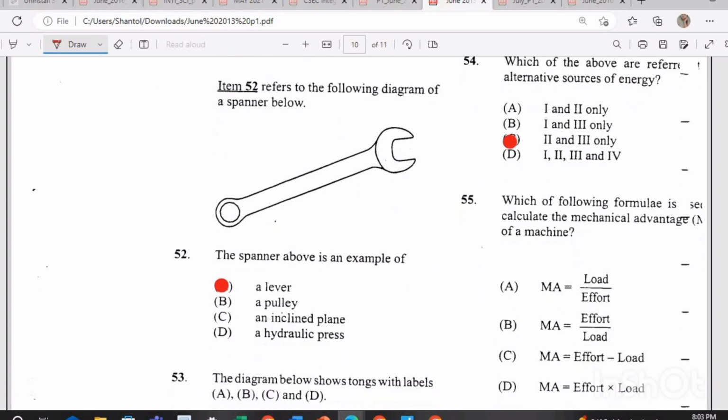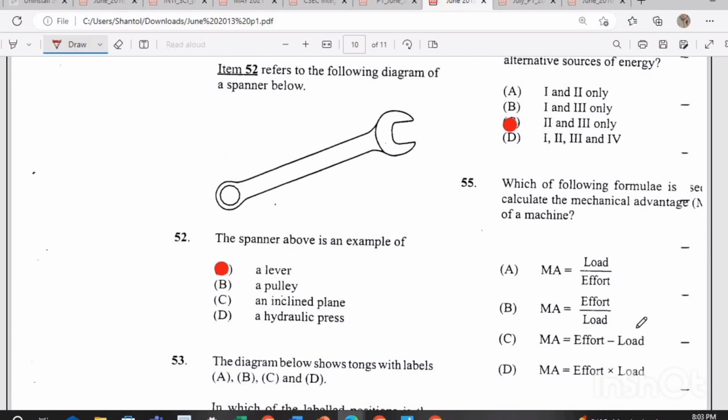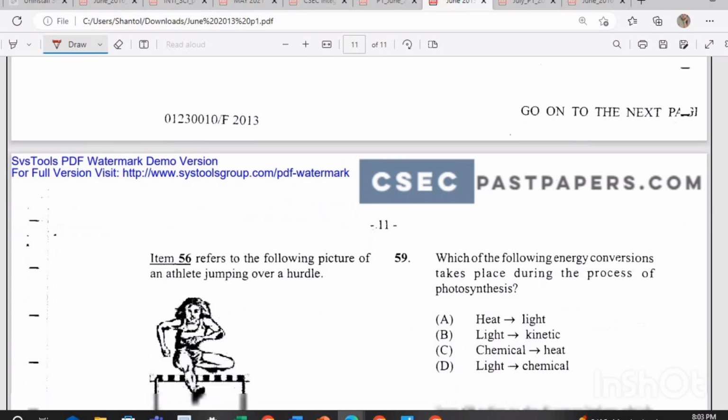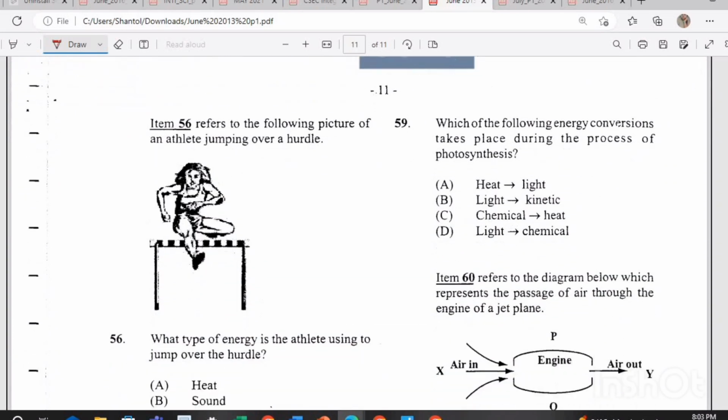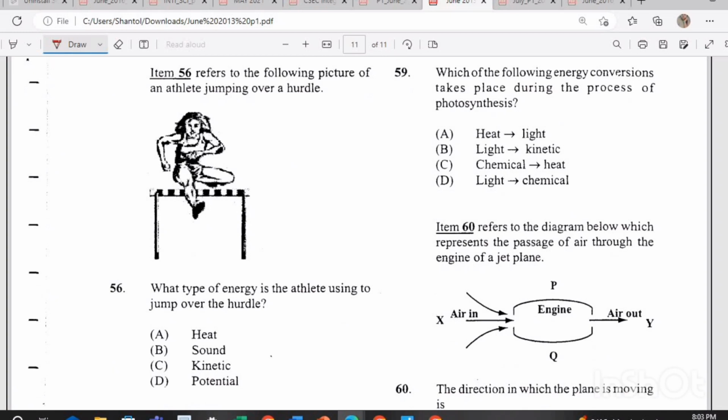Question 55. Which of the following formulae is used to calculate the mechanical advantage of a machine? The answer is B. Effort divided by load. Question 56 refers to the following picture of an athlete jumping over a hurdle. This question is always on the paper. And by now you should know that the energy she's using to jump the hurdle is C, kinetic.